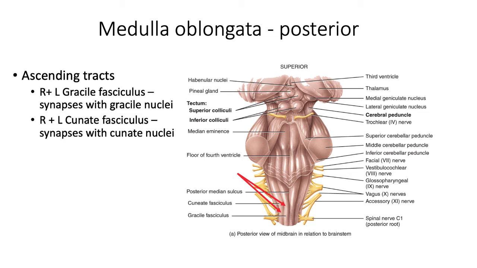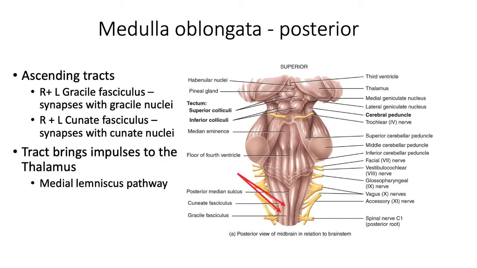Each fasciculus brings sensory information to the medulla, and the neurons will synapse in the associated nuclei. The gracile fasciculus will synapse in the gracile nuclei, and the cuneate fasciculus will synapse in the cuneate nuclei. From there, the sensory information is routed to the thalamus in a tract called the medial lemniscus.